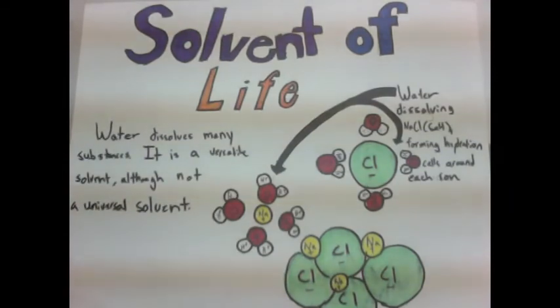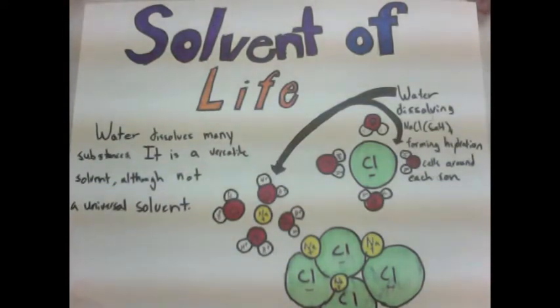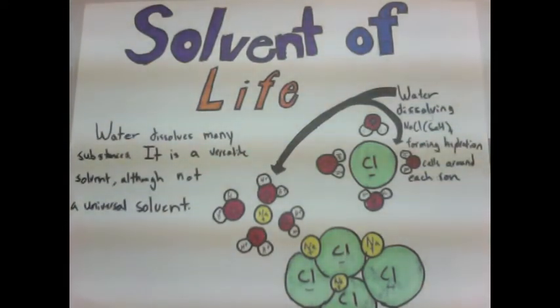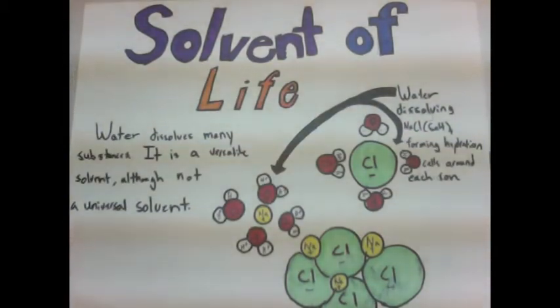Water is a very versatile solvent, meaning many substances can be dissolved into water. It is not a universal solvent, because if it was, it would dissolve any container it was put in, including the Earth itself and ourselves, which would be very bad. Like all of water's properties, this one can be traced to water's polarity.